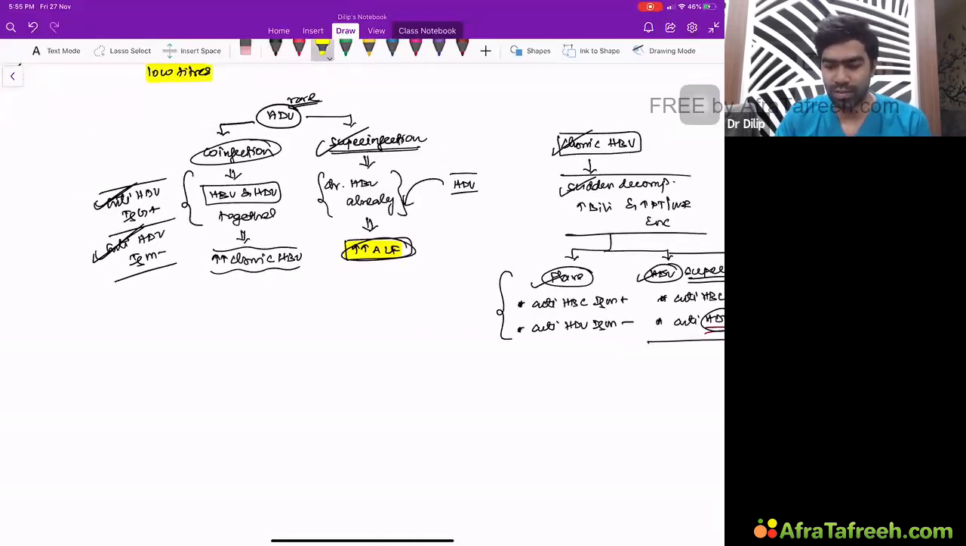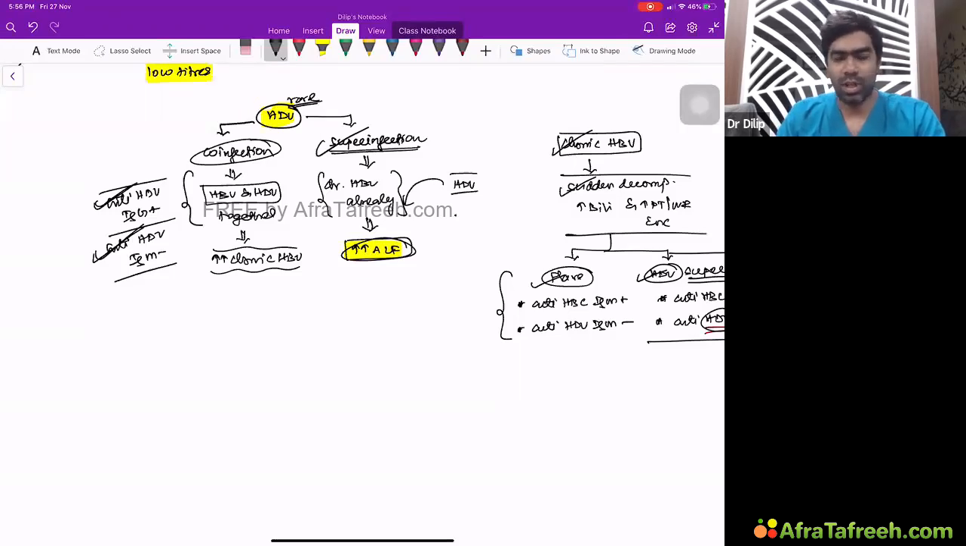Remember, the treatment of HDV is the same as that of hepatitis B virus, because once you knock out hepatitis B virus, hepatitis D virus cannot survive. Or if you give vaccination against hepatitis B virus, hepatitis D virus again cannot survive. So that's how you treat or you prevent hepatitis D virus as well.